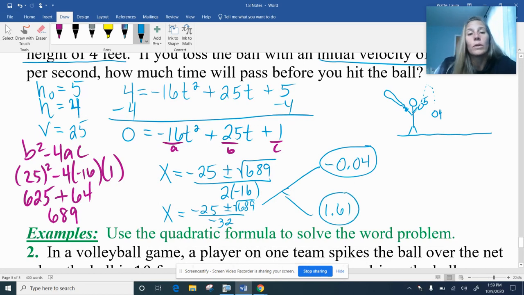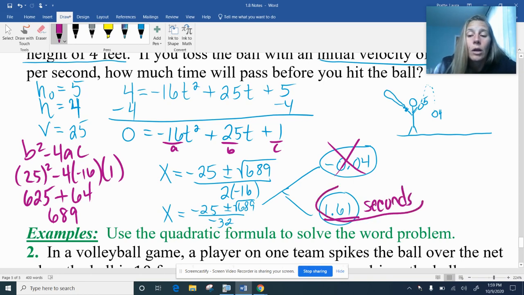Now notice in these two options, the negative answer would not be a viable option because you can't have negative time. So the complete answer would be 1.61 seconds. And that would be how long the ball was in the air for before it was hit.